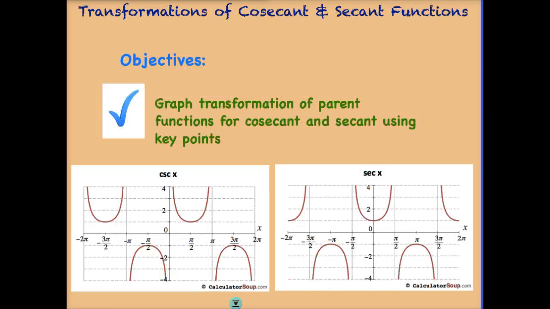That concludes our lesson today on how to transform the cosecant and secant functions. So if you remember, if you continue to graph the sine and the cosine as you normally would using the transformations, it's easy to sketch in the asymptotes and the cosecant and secant curves.